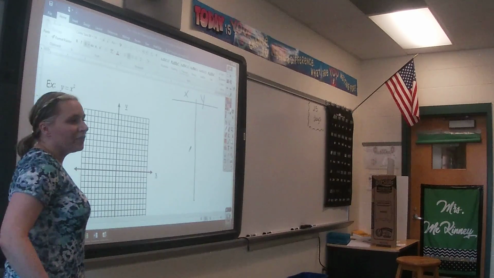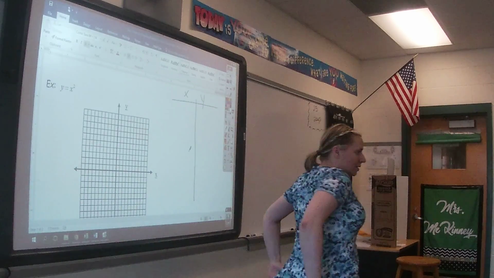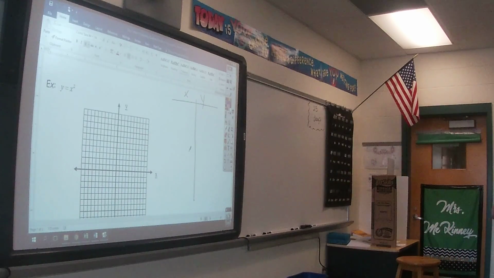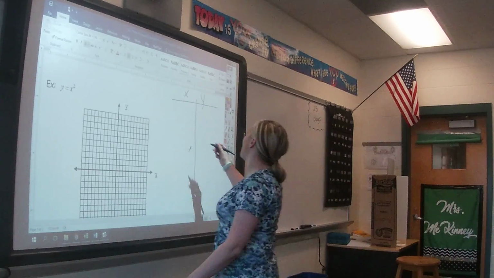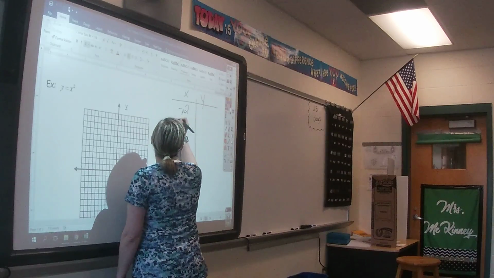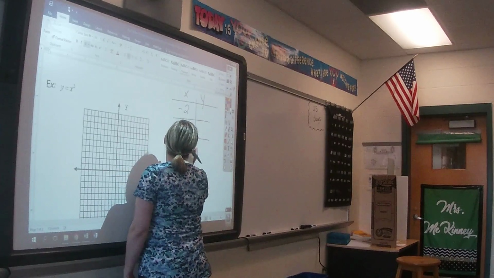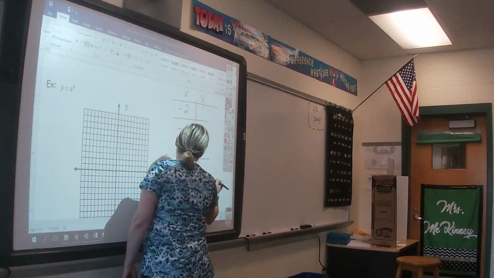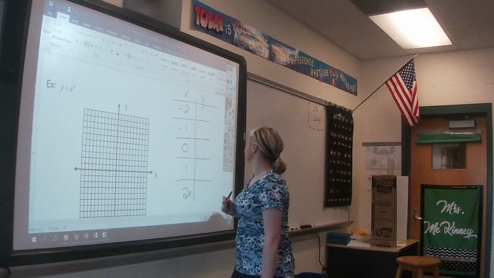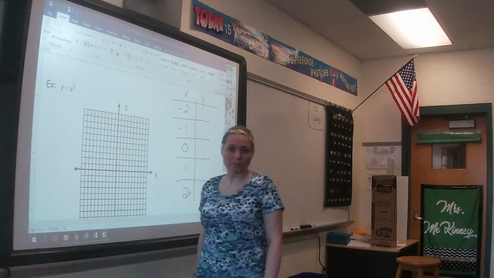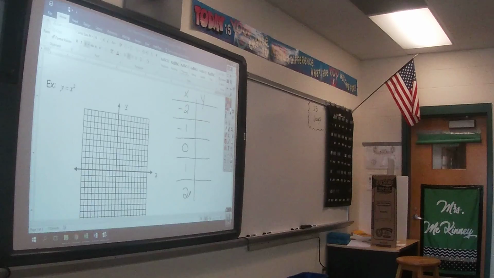Okay, I'm picking good values because I know good values, right? If you didn't know, you would just have to keep picking until you could get something and tell what it looked like. Okay, but I'm going to tell you, let's plug in x values of -2, -1, 0, 1, and 2. Okay, those are the values we want to plug in today.